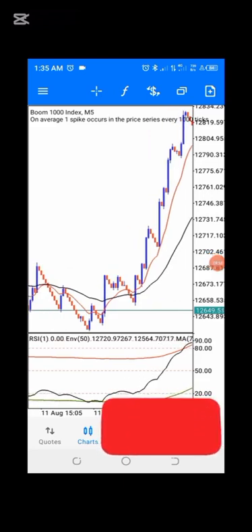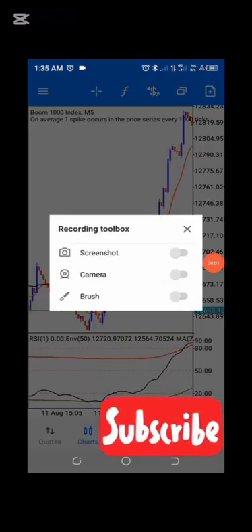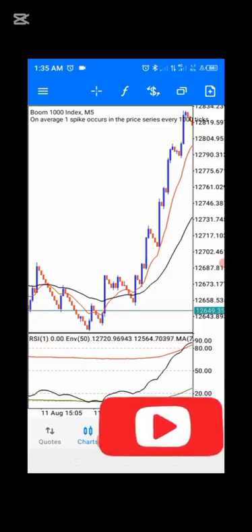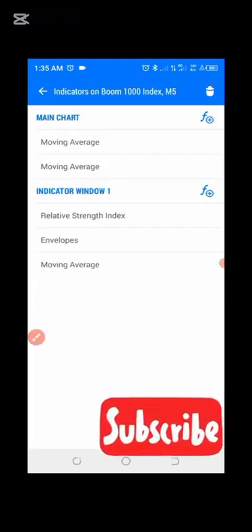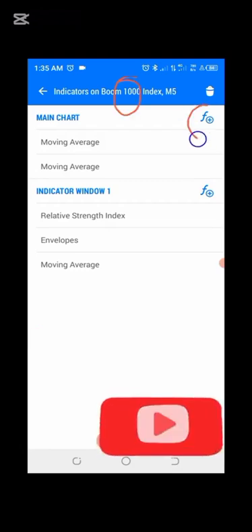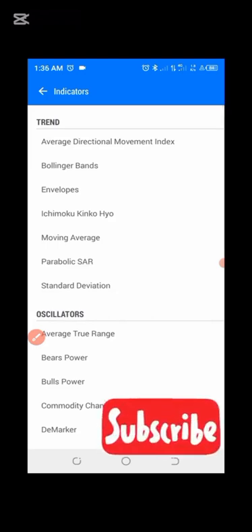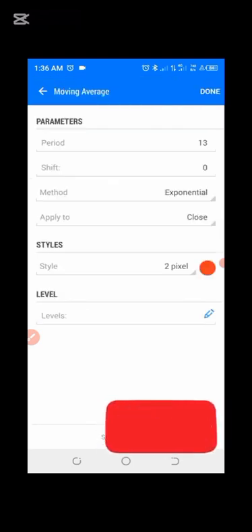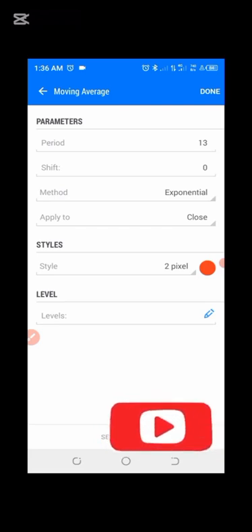So the first indicator we're going to be using, for those of you that are new on this, you can click on this F here. Once you click on this F, you click on this F plus icon here. Then you look for your moving average. So this is our moving average. The first moving average we are going to be using has period 13, shift 0, method exponential, apply to close.